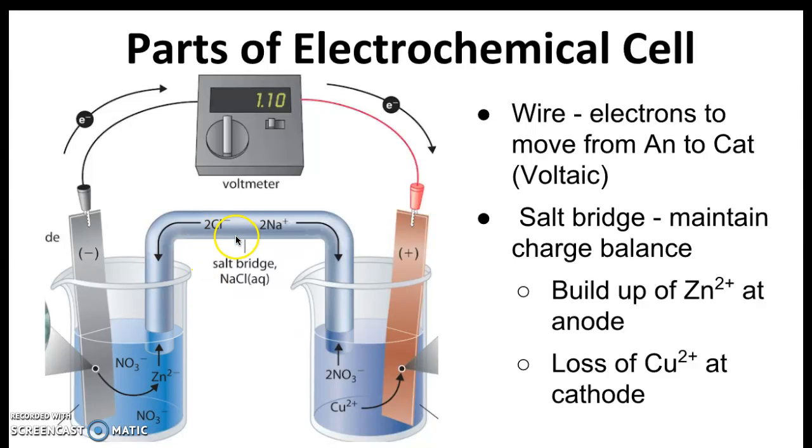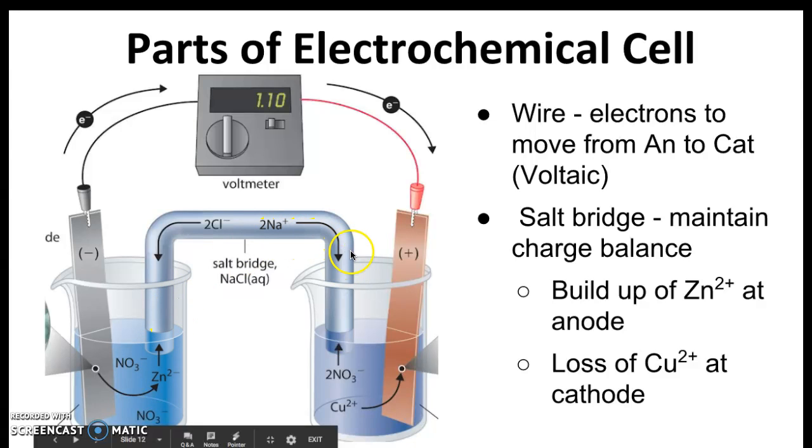To maintain that, what happens is the salt bridge, which is made up of some sort of inert salt like NaCl, and all salts have a cation and an anion. The anion part, which will be the Cl-, will start to pump through into the solution to maintain that charge balance. So the buildup of positive charge here is balanced out by the addition of negative charge.